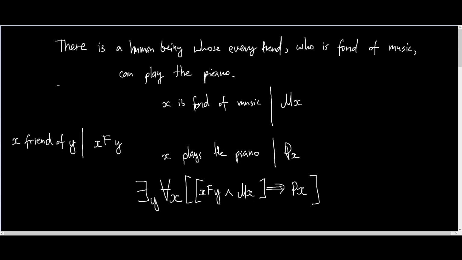You see how we transition in English from the if-then construct to that construct. Every x that has the property of being a friend of y and liking music plays the piano. In other words, for every x it is true that if x is a friend of y and x likes music, then x plays the piano.